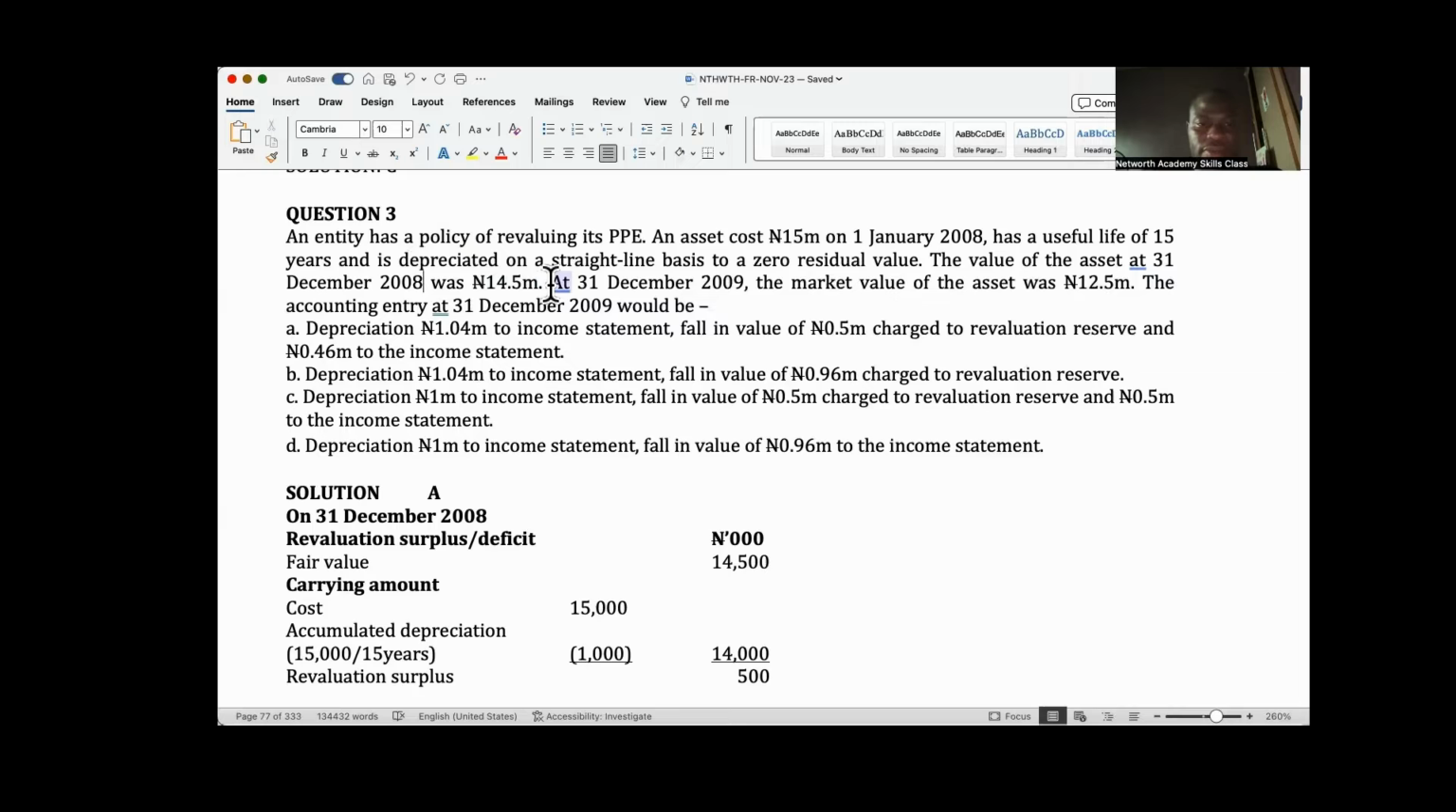They didn't stop there. They said at 31st December 2009, they revalued it again. That's why they gave us market value. It was 12.5 million. They now ask what the accounting entry as at 31st December 2009 would be. So they give us some options. Let me leave these options for now. Let me show you how we're going to work it out.